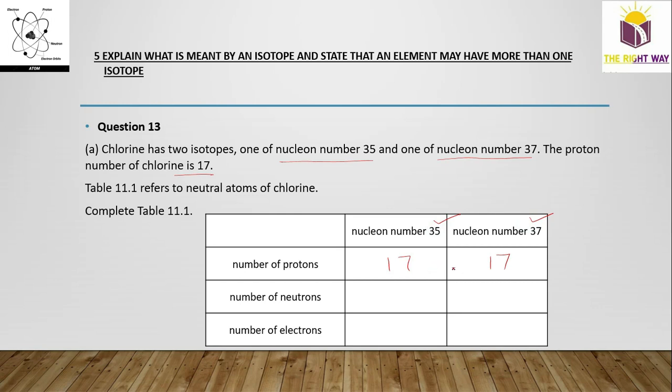That's why they are called isotopes. Otherwise they would not be called isotopes; they would be different elements. Okay, same number of protons, so they must have the same number of electrons. For a neutral atom, the electron and proton numbers must be the same. Now neutrons.